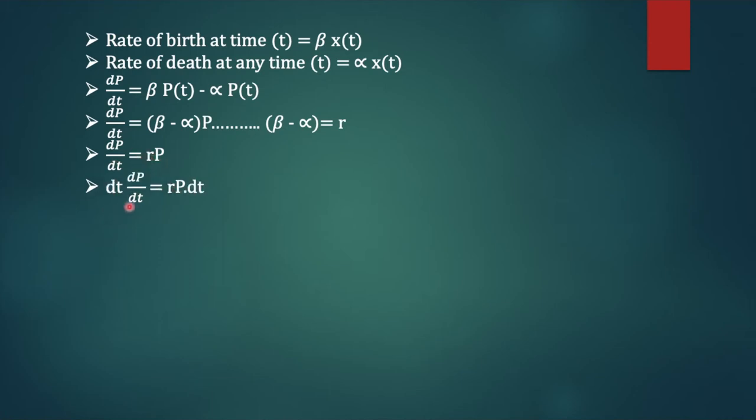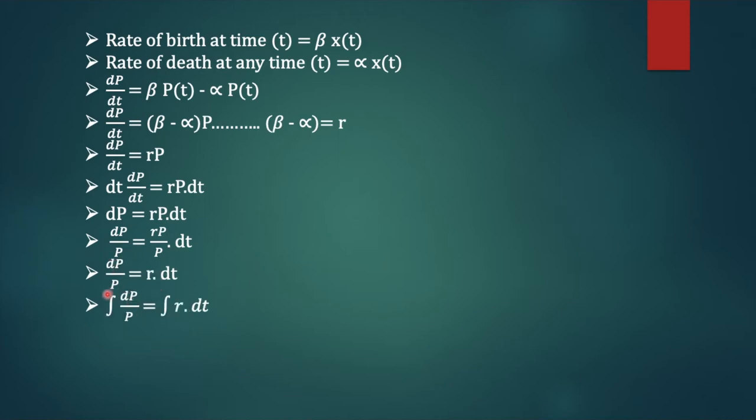Now multiply both sides of the equation by dt. Then dt times dP/dt equals rP dt, so dt will cancel out. Then dP equals rP dt. Again divide both sides of the equation by P. Then dP/P equals r dt. Do integration on both sides, and we get ln P equals rt plus c.